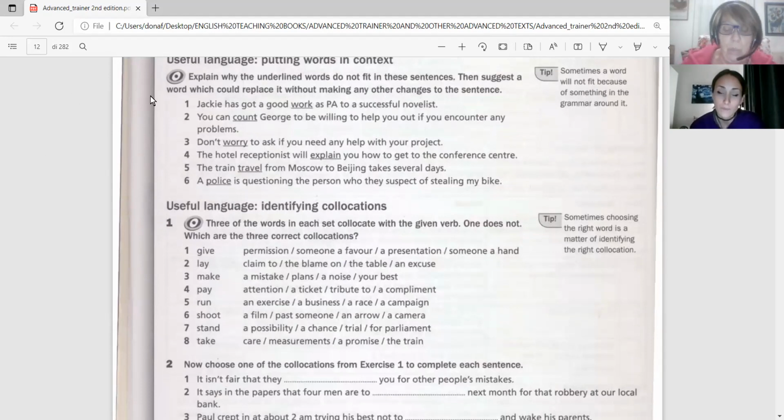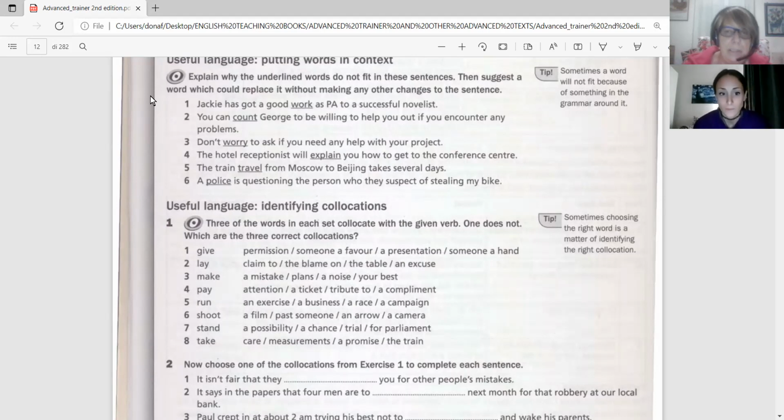Okay, so now what does it mean? That you have to correct a mistake that is already shown you. Okay, and then after you correct the mistake, for example here, work, we know that it's not correct. So you have to tell me why it's not correct. And which other word would you use?